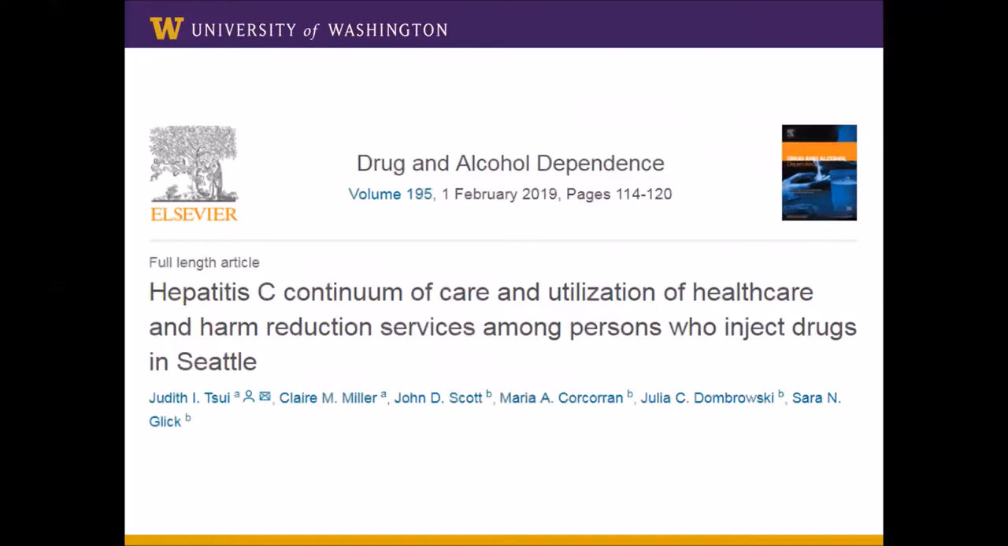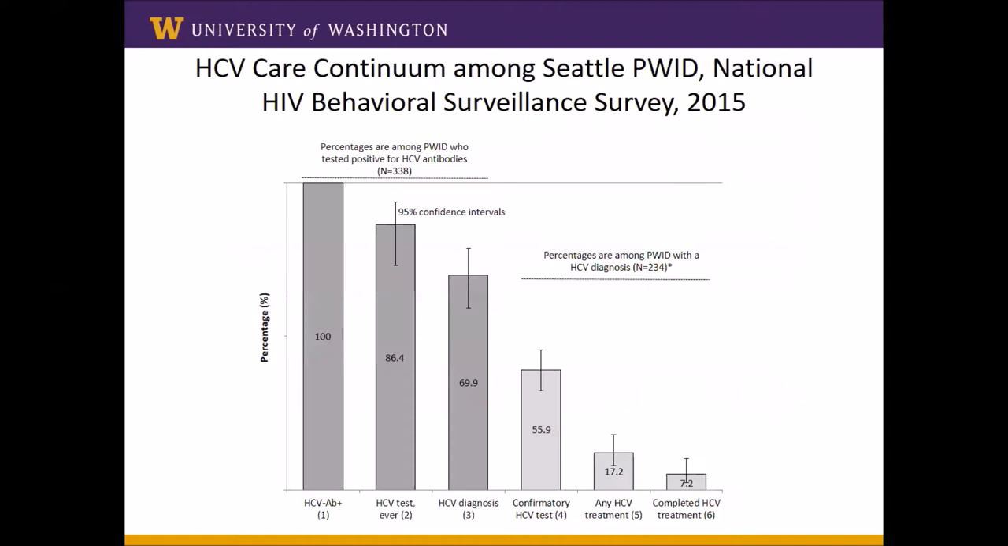So we used the same 2015 data set to explore access to treatment for hepatitis C among persons who inject drugs. This is what we found the cascade of care for hepatitis C looks like among Seattle area PWID. Starting with a sample of 338 persons who inject drugs who were hepatitis C antibody positive, we found that the majority of them reported having previously been screened and being aware of their diagnosis, which is good news. The bad news is that only 7% reported ever having completed treatment, speaking to major gaps.